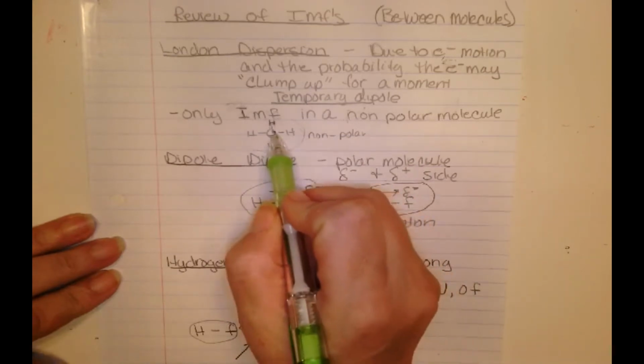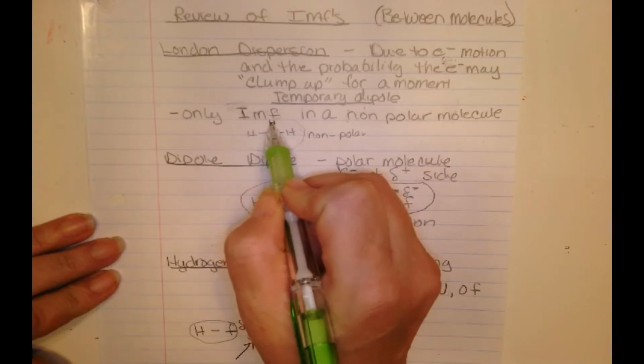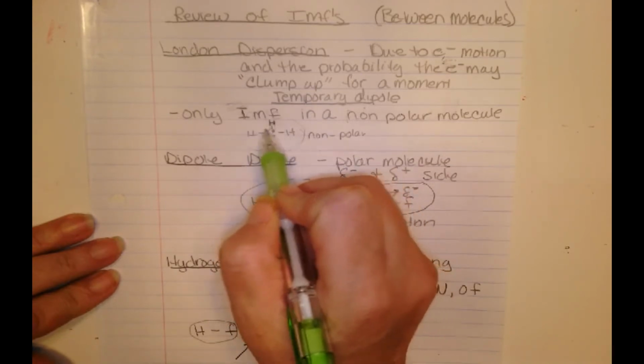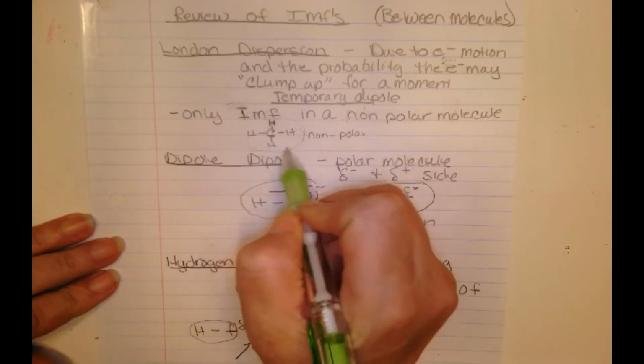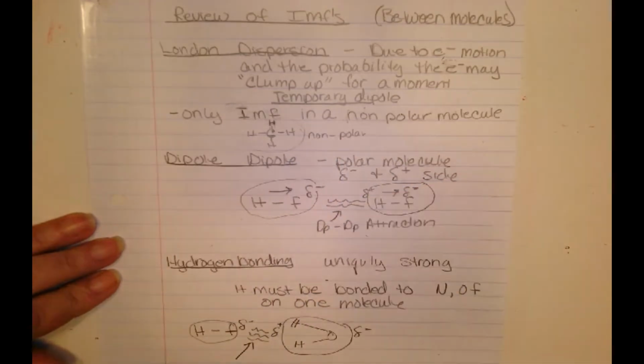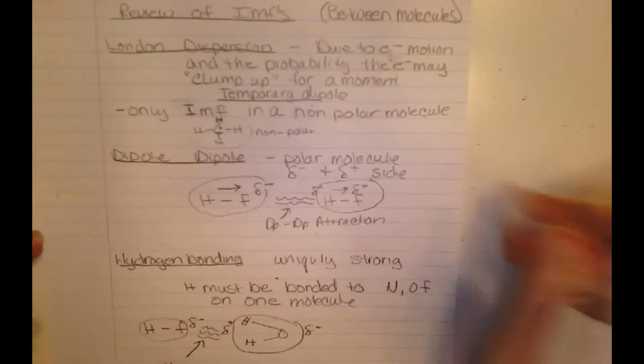So remember, nonpolar molecules, we have a center atom and it's surrounded by exactly the same thing. And so what happens is there's no pull, so the electrons aren't pulled to one side or the other, and it means we have no poles. It's nonpolar.